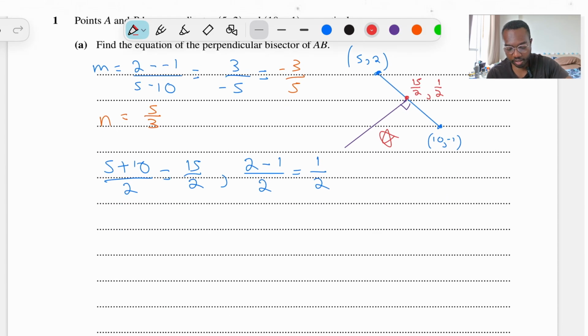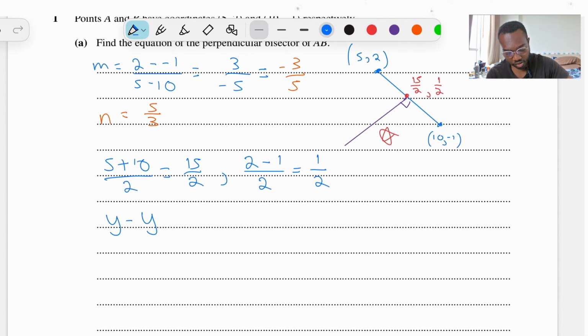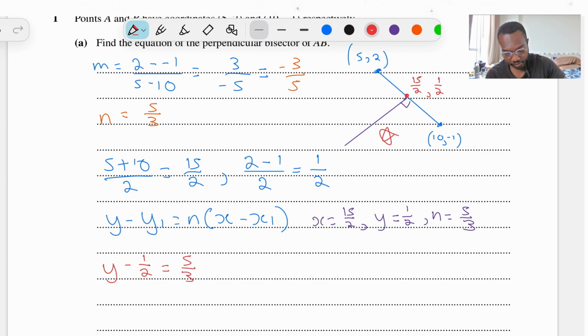And then now we can just use the equation of a straight line. Let's call this one n actually, because it's the perpendicular gradient. And we use the points where x is going to be 15/2, y is going to be a half, and in this case our n value is going to be 5/3. Then we need to write an equation for it. So that'll just be y - 1/2 = 5/3 (x - 15/2), and we can leave our answer like that.